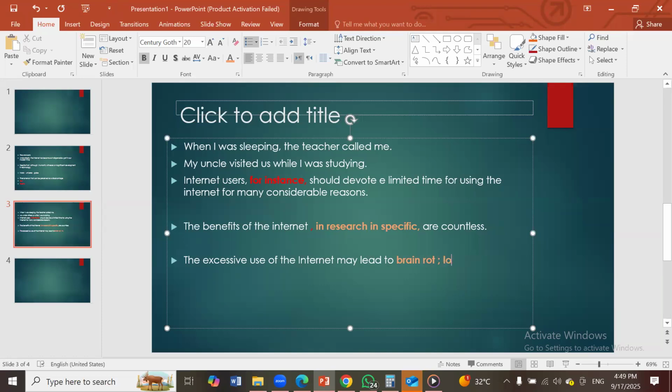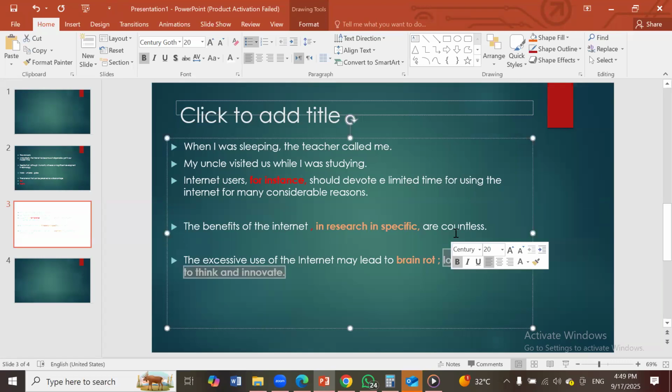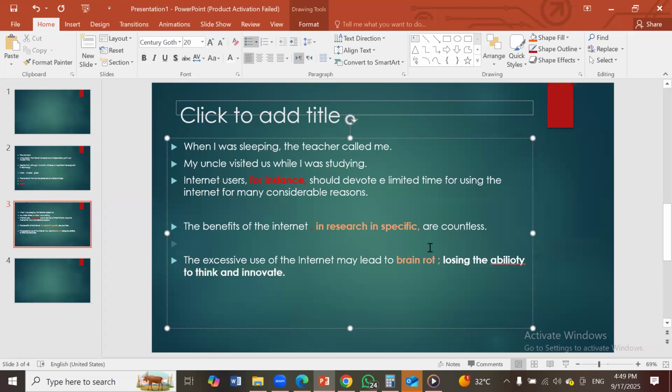Losing the ability to think and innovate. What is the function of the semicolon here? Yeah, it means like a definition or explanation. It gives the definition of the phrase "brain rot".